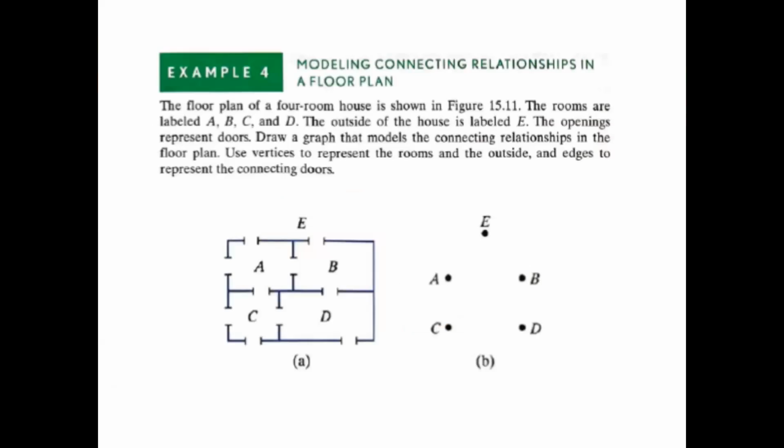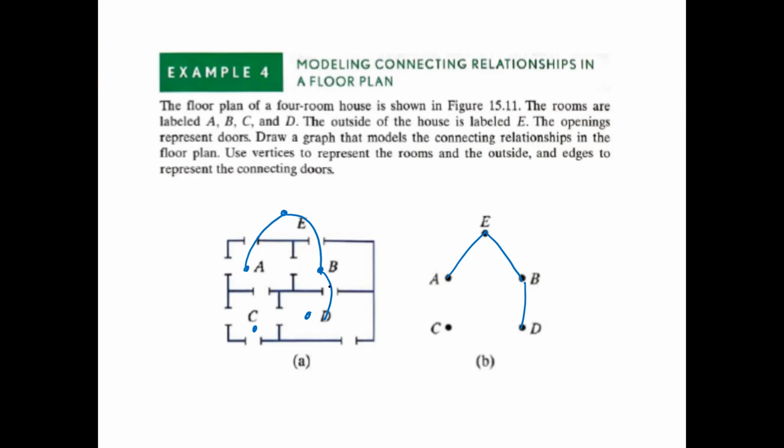All right, example 4. Let's think about all the different ways that we can go through the doors that connect in between the different rooms, okay? So I have A, B, outside, C, D. All right, so from A, I can go to E. So A goes to E. From E, I can go to B. B, I can go to D.